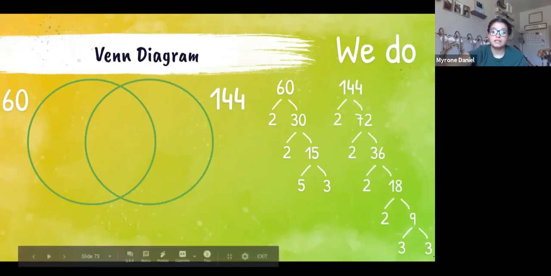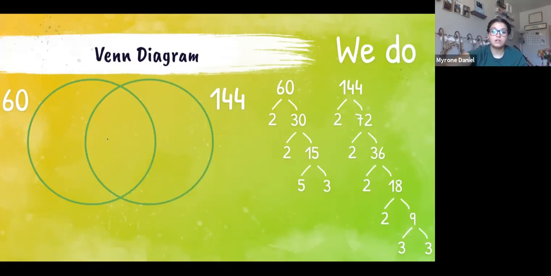Now looking at these numbers, we know that 2, 2, and 3 are common factors between those numbers, so those are going to go in the middle of our Venn diagram. And then the other factors are going to go in their own section. So 5 is going to be over here, and the other 2 and other 2 and 3 are going to be on this side. These are the numbers that they have in common.